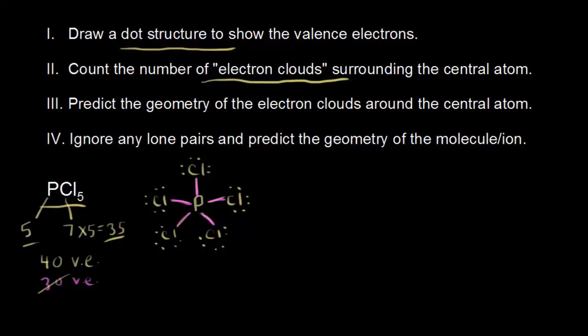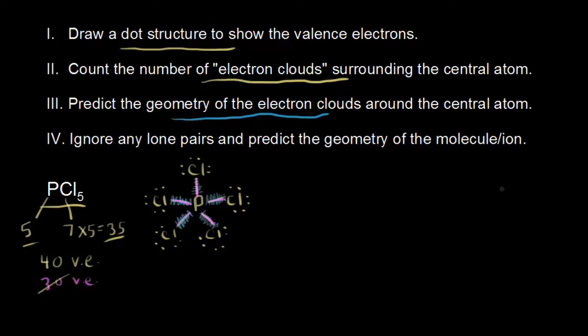So now step 2, we're going to count the number of electron clouds that surround our central atom. Remember, an electron cloud is just a region of electron density. I could think about these bonding electrons in here as a region of electron density around my central atom. I could think about these bonding electrons too. So here's another electron cloud, and you can see we have a total of 5 electron clouds around our central atom.